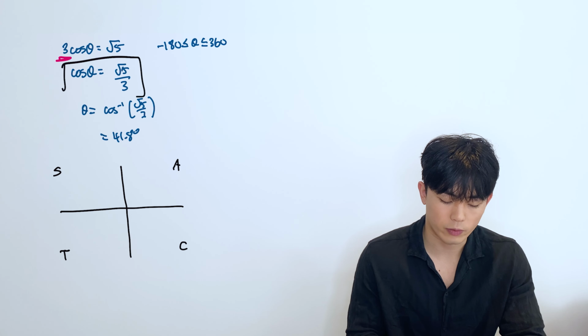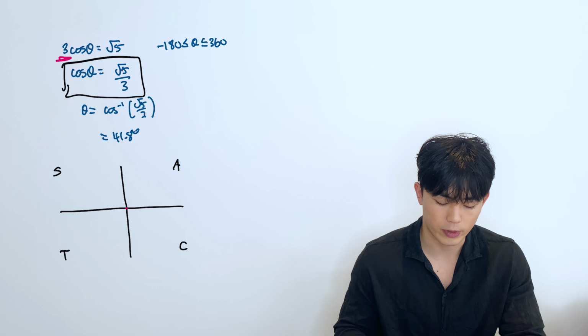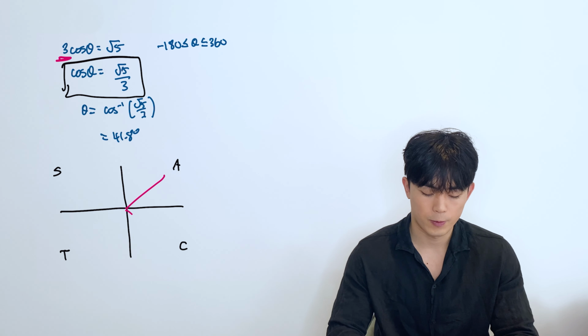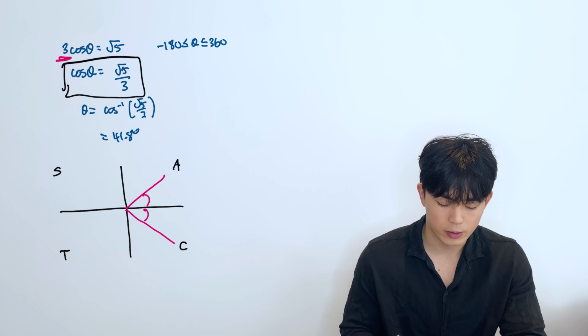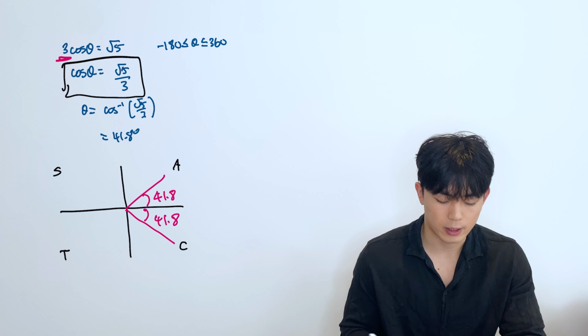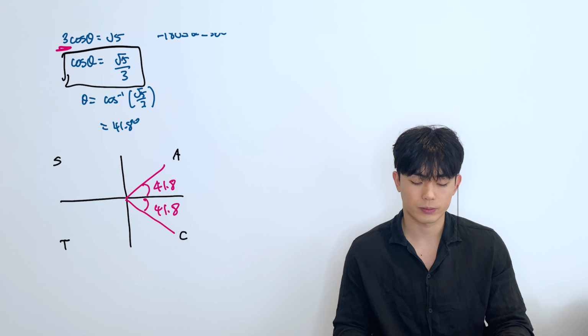Because as you can see, cos theta is a positive value, so I'm going to draw it in the All section where it's all positive, and in the C section where cos is positive. And the angles relative to the horizontal, the nearest horizontal, will be these angles here. So this one will be 41.8, and this one will also be 41.8 degrees.